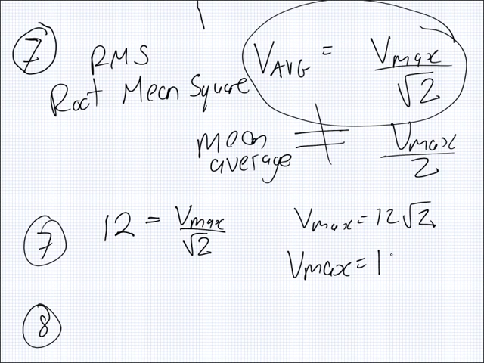16 point, so rounded it'd be 17.0 volts. Okay, try it again with number 8. Give me the max voltage. It's the same question. Same numbers? Yes. 12 as well? Yes. Alright, okay. So it's 17.0 then.